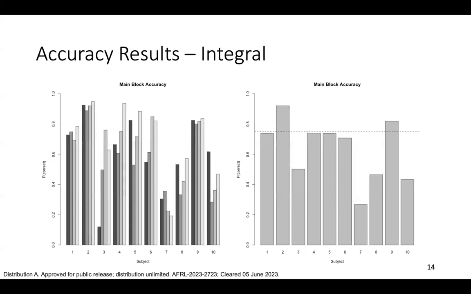Here's participants' accuracy in the integral condition. 4, maybe 5 participants performed near the targeted 75%. 1 or 2 participants were more accurate than our criterion, and 4 were much worse. Together with the results from the separable condition, these results reflect the individual differences we expected.